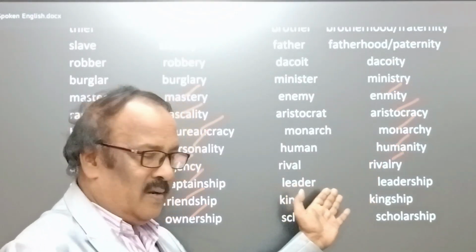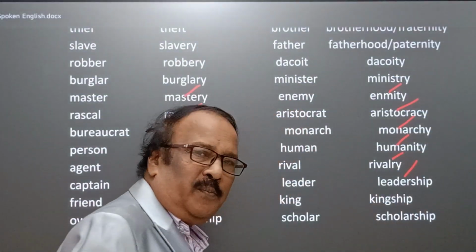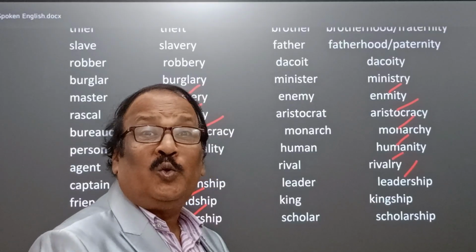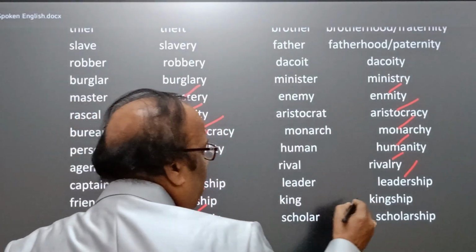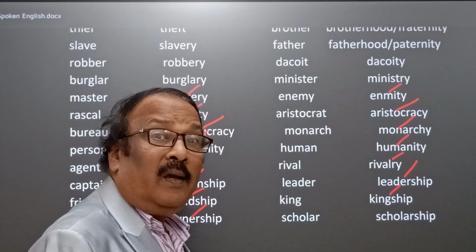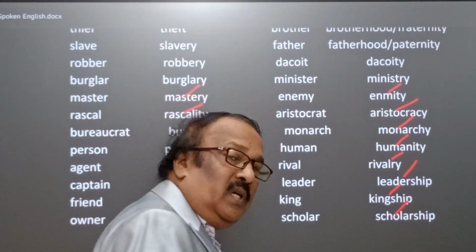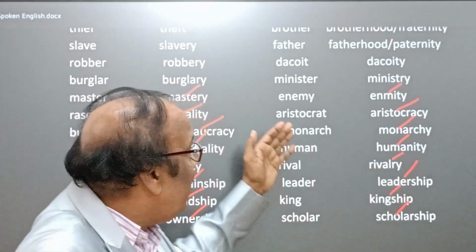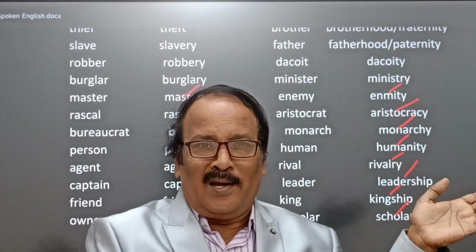Leadership. You should have leadership quality. Kingship, monarchy, scholarship. These are the different factors in connection with the changing of common nouns to abstract nouns.